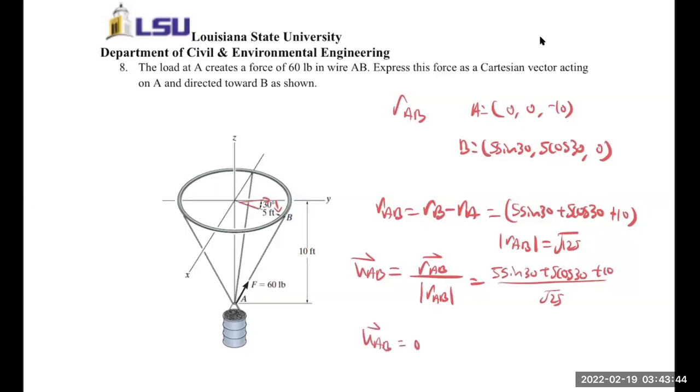UAB will be equal to 0.2236I plus 0.3873J plus 0.8944K.